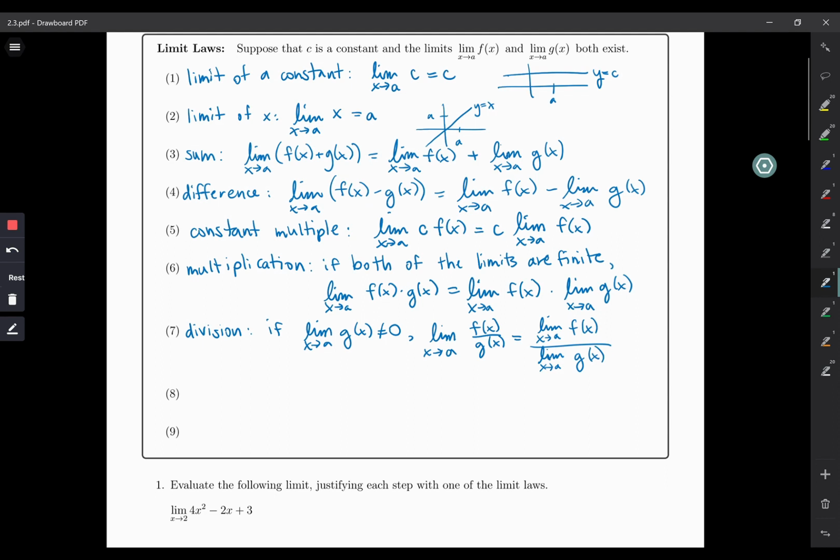Okay, and then the last two are about the nth power and nth root. In both of these cases, when I refer to n, n is a positive integer.